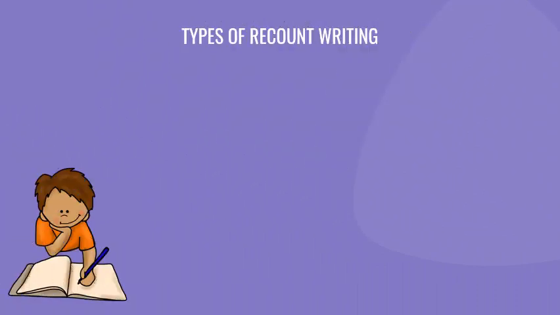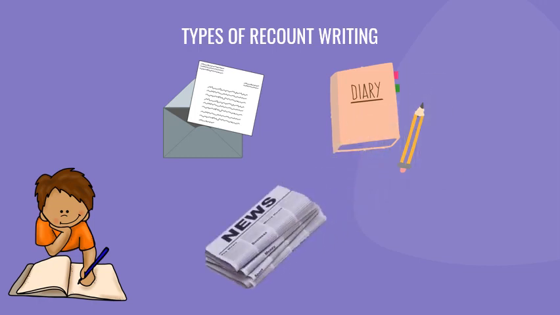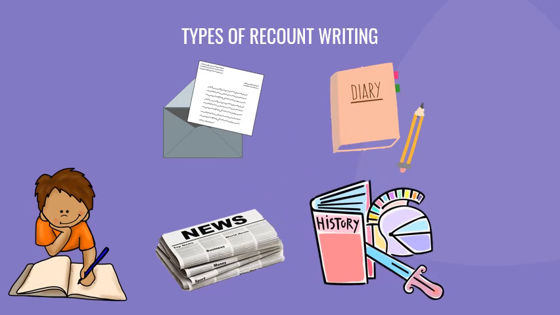Okay, next we will be talking about the types of recount writing. Here are some examples of writing which uses recount, which uses the sequence of events. Okay, the letter, diary entries, newspaper articles, and historical records. Okay, so these are only some of the examples of recount writing. You can also Google the types of recount writing in the Google application. There are many more types. So let's move on to the next segment of the lesson, shall we?